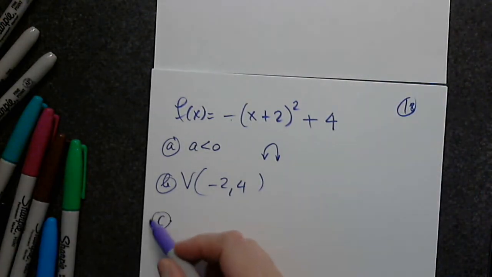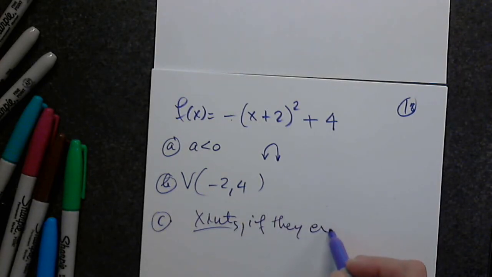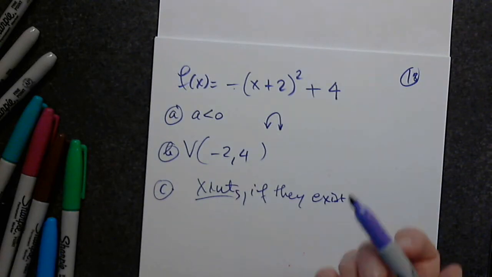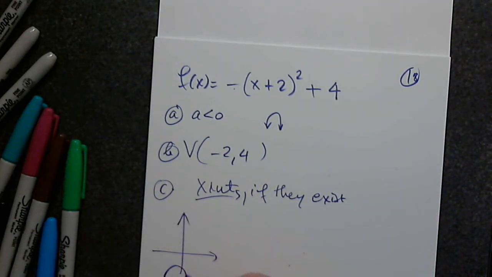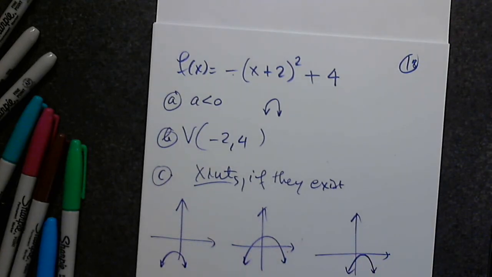So part C, we want the x-intercepts, if they exist. For a maximum, these are the 3 possibilities. Exactly what we had with the other one, with the minimum. Nothing different, but it's a different shape. So let's analyze if it's the first case, the second case, or the third case. Because if it's the first case, I don't want to waste my time. I'll say they don't exist, and I'm done. Move on. Is it the first, the second, or the third? It is the second. How do I know? Because the maximum is +4.